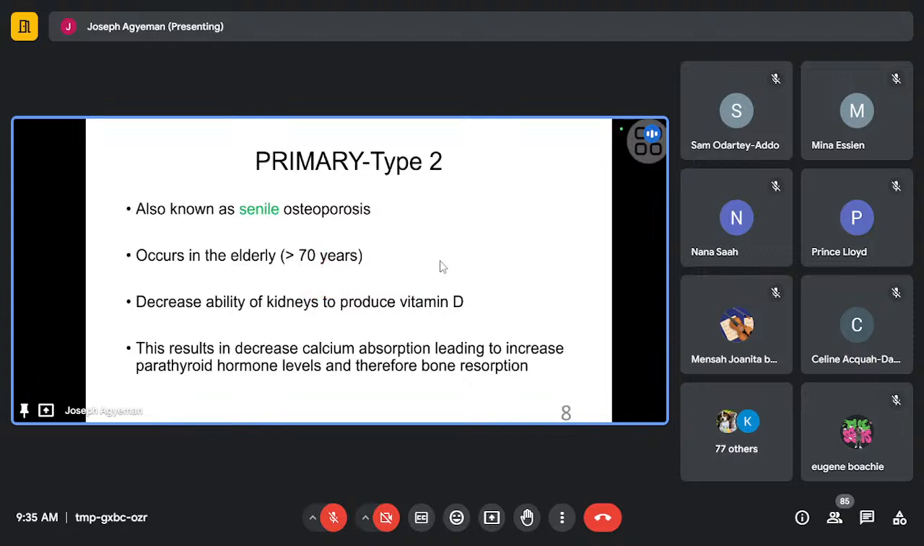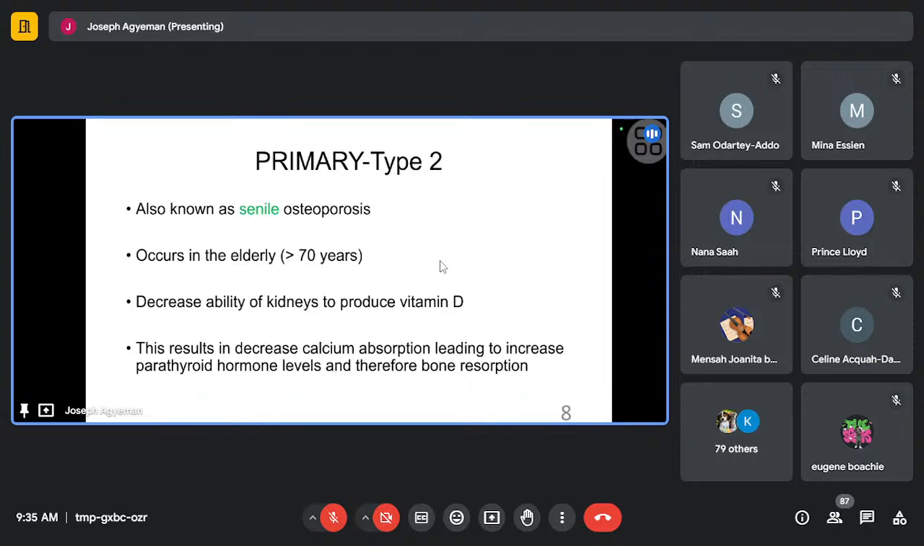Aging alone decreases organ functions, including renal function. One of the functions of your kidneys is to produce calcitriol, which is vitamin D. What will calcitriol do? It improves GI calcium absorption. Therefore, if you don't have enough calcitriol because you are aging and your kidney function is declining, you are going to have lesser and lesser calcium absorption.